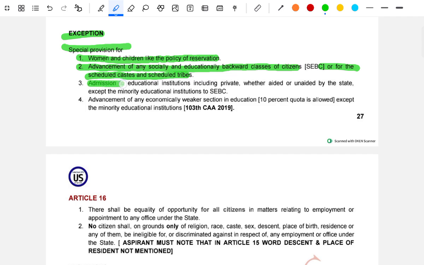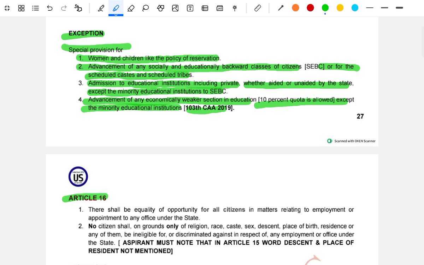Third, admission to educational institutions, including private, whether aided or unaided by the state, except minority educational institutions, for the SEBC. Fourth, advancement of any economically weaker section in education. A 10% quota is allowed except in minority educational institutions. This is under the 103rd Constitutional Amendment Act 2019.